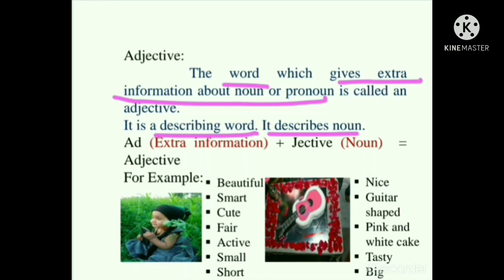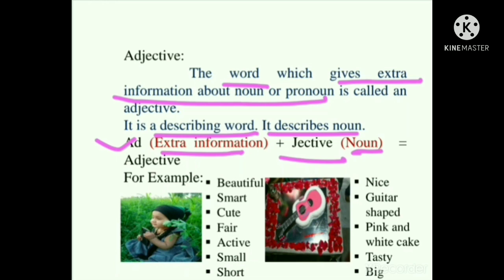To understand this definition clearly, I have split this word into two, like this: add and adjective. Add means extra information and jective means noun, so it is extra information about a noun. Okay, this is what the definition of adjective is.